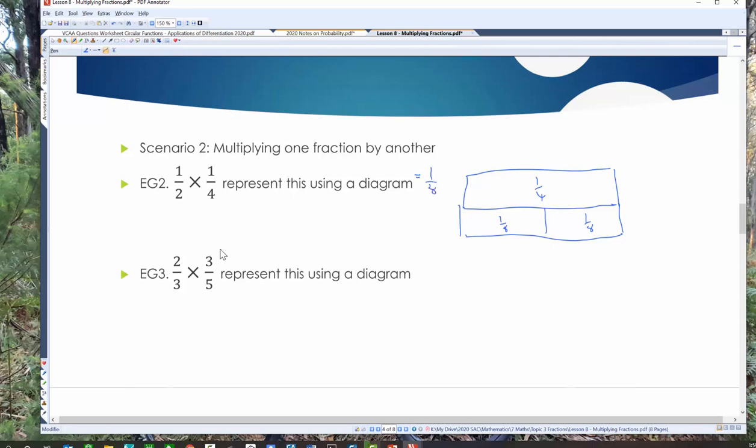So a half of a quarter will be equal to an eighth. Now, how can we do that mathematically? Notice that we multiply the numerators together, 1 times 1, and multiply the denominators together, 2 times 4, which gives us an eighth.